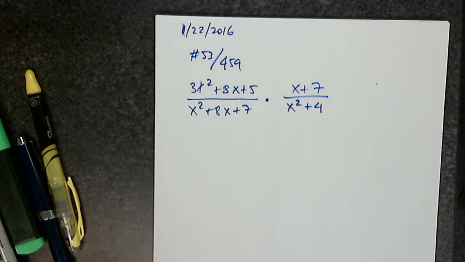Everything has to be completely factored, yes. So let's take 3x squared plus 8x plus 5 on the side and get the factor form.